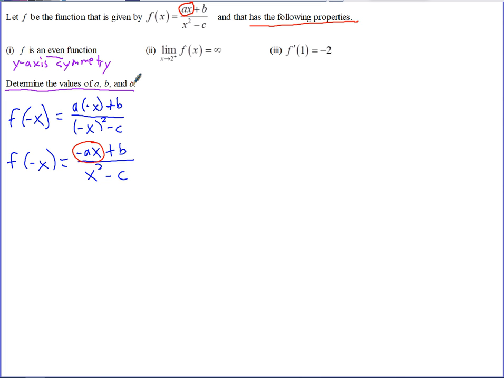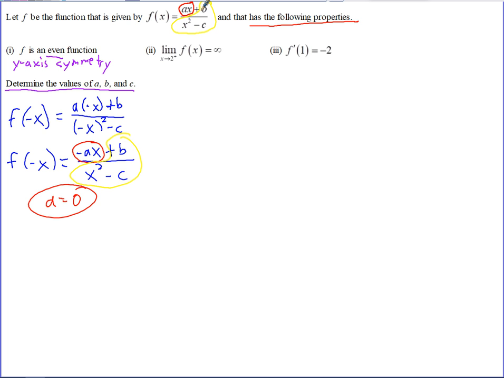Well, we're trying to find the values of a, b, and c. Let's think, what's the only value of a that would make these two equivalent? Well, if a is 1, it'd be x and negative x. Those aren't the same. If a is 2, 2x and negative 2x. The only thing that would make it the same is if a is 0, because then it would wipe out this x term altogether. So then both expressions would be b over x squared minus c. So based on that first property, we know a has to be equal to 0.